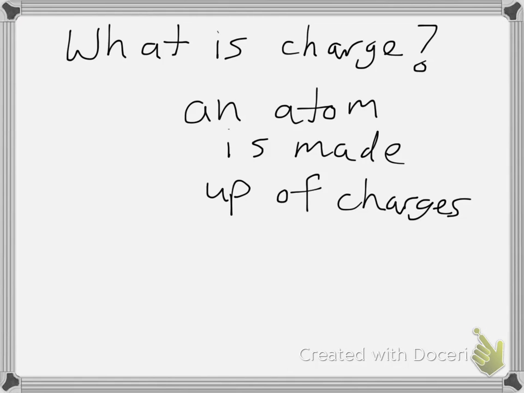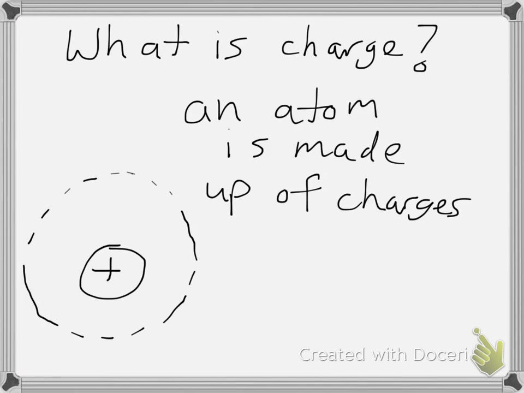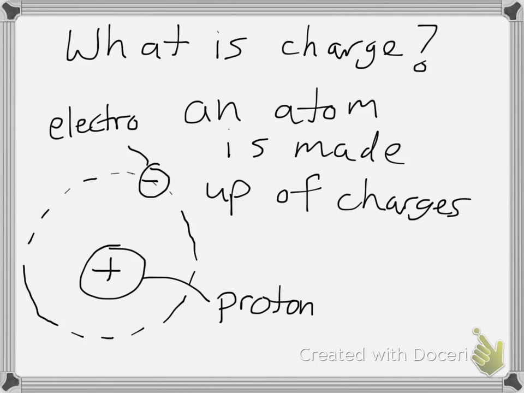And in the atom, let's just talk about a simple hydrogen atom. Hydrogen is the simplest atom. And in the nucleus, we have one positive charge, and it's orbited on the outside by a negative charge. We call the positive charge in the middle a proton, and we call the negative charge an electron. So the proton carries a positive charge and the electron is the negative. We have the positive proton in the center and the negative electron in orbit around it.